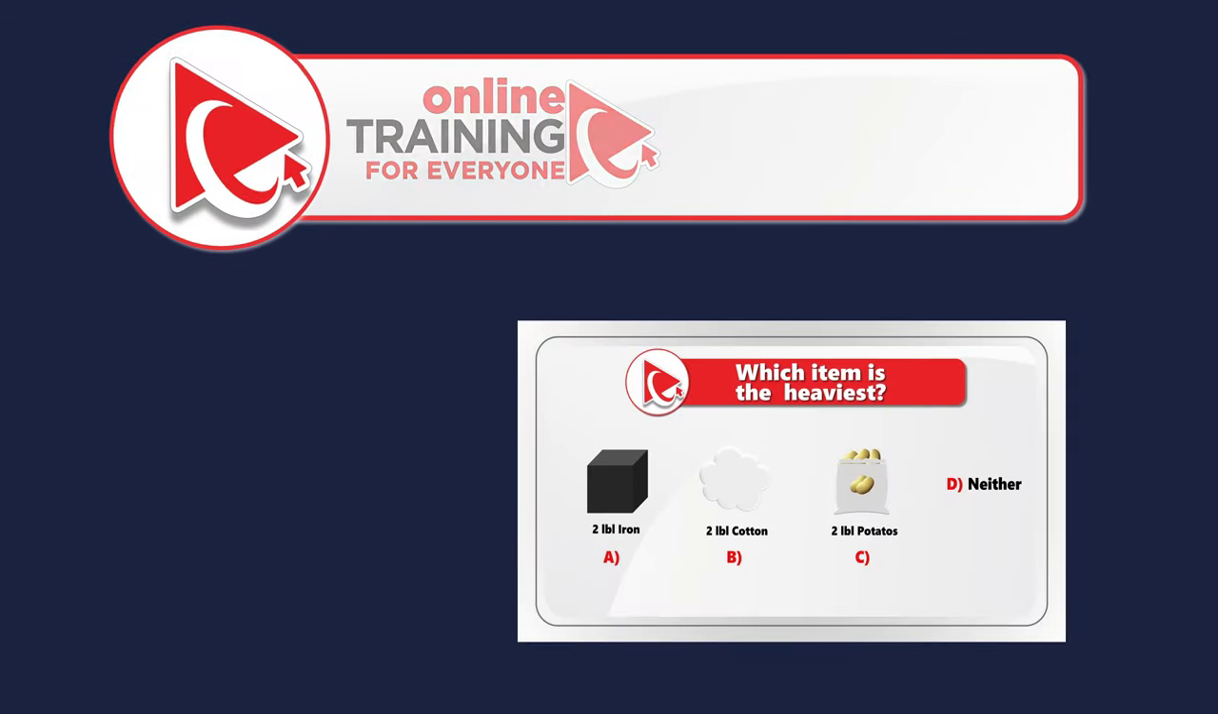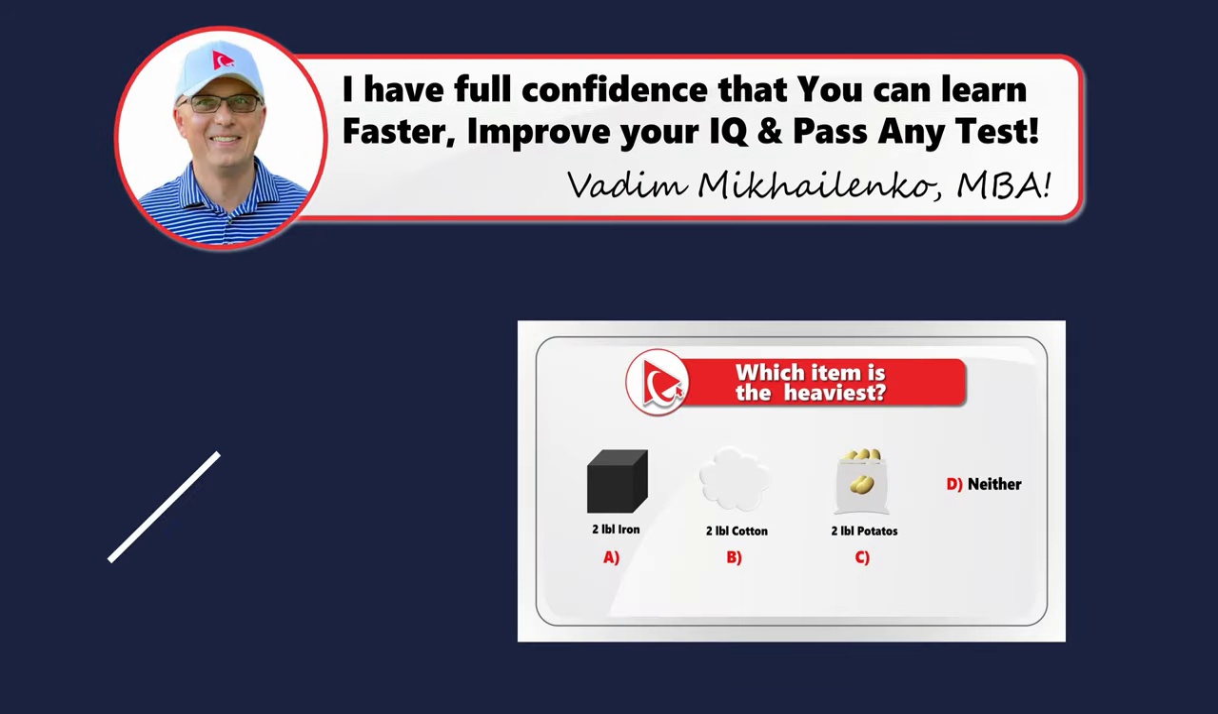Here's an absolutely brilliant and at the same time very tricky question, but I have full confidence that you'll be able to solve it. You need to determine which item is the heaviest. And you're presented with four possible choices. Choice A, 2 pounds of iron. Choice B, 2 pounds of cotton. Choice C, 2 pounds of potatoes. And last but not least, choice D, neither one.